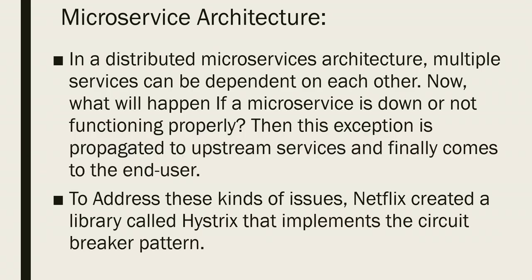Next, in microservice architecture, multiple services can be there, and those can be dependent on each other. In that scenario, what will happen if a microservice is down or not functioning properly? Then we will get an exception. That exception is propagated to upstream services, and finally it comes to the end user. This is the problem. If one microservice is down, then the complete system will be broken down.